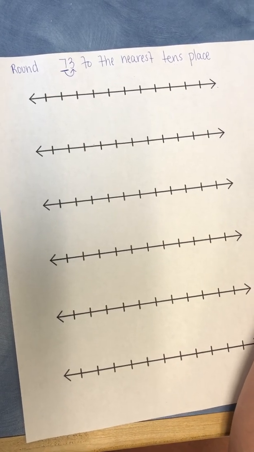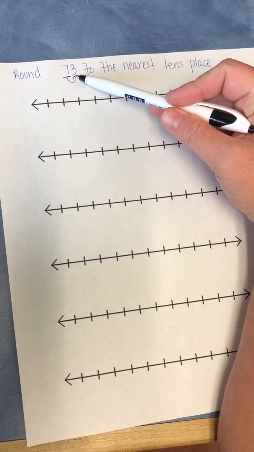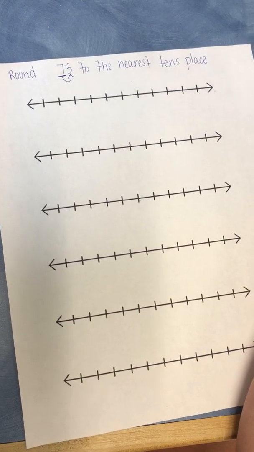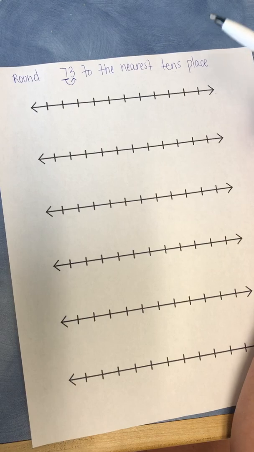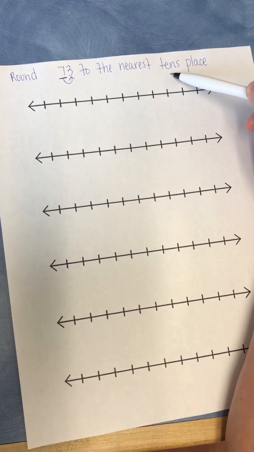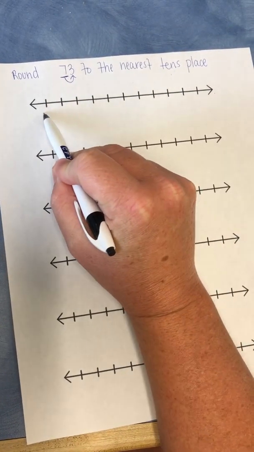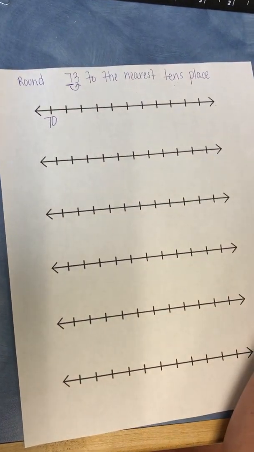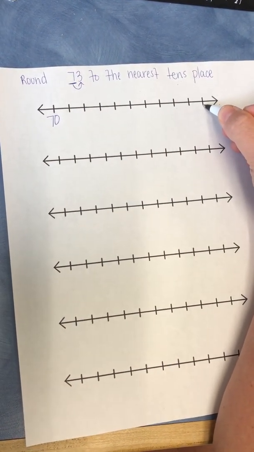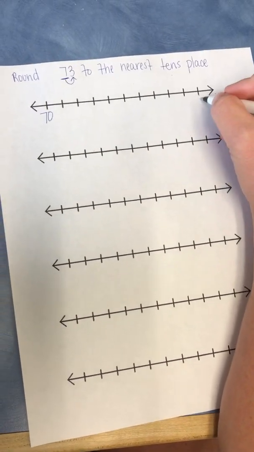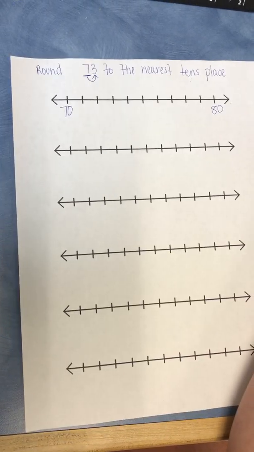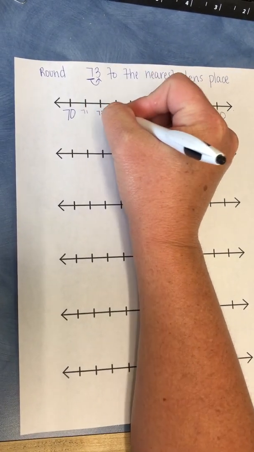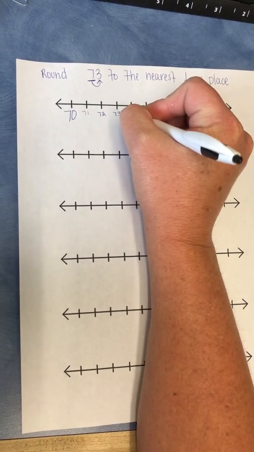So when you're looking at the number 73, you've got to think, what are its values? Like, what is it between? And since we're rounding to the nearest tens place, it makes sense to make our lowest value on our number line be 70, and then our highest value on our number line would be the next 10 up, which is 80. And you can label these if you want to. You don't necessarily have to, but I will since this is our first problem.